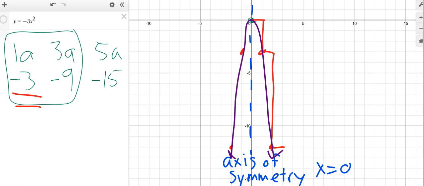So that's kind of what we talked about yesterday. The 1A, 3A, and of course the 5A in this case was not possible because it dropped off the graph. So if you can get the 1A and the 3A, just duplicate them on the other side and you're done. At least with that part.